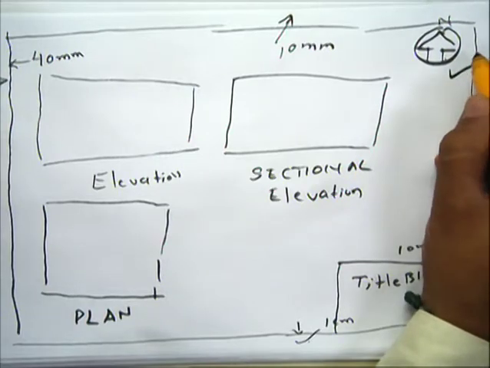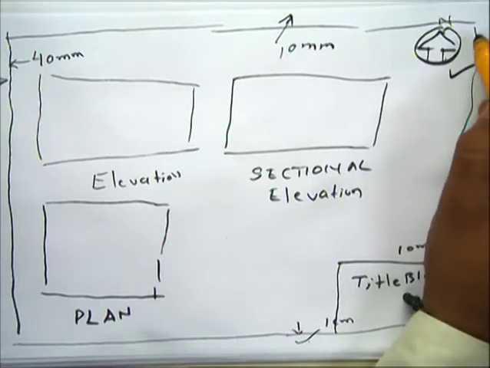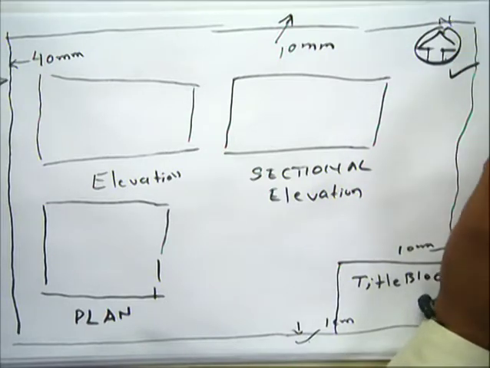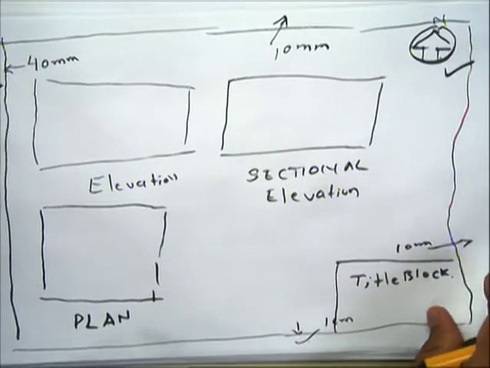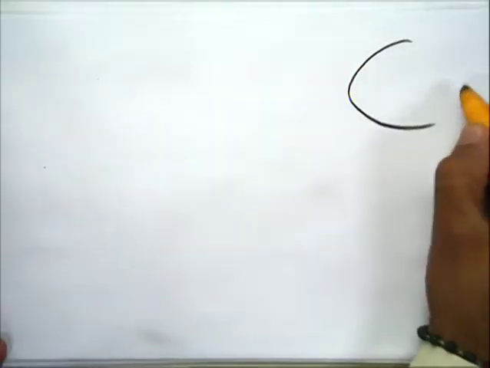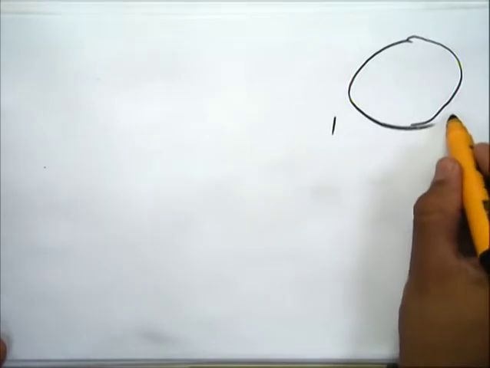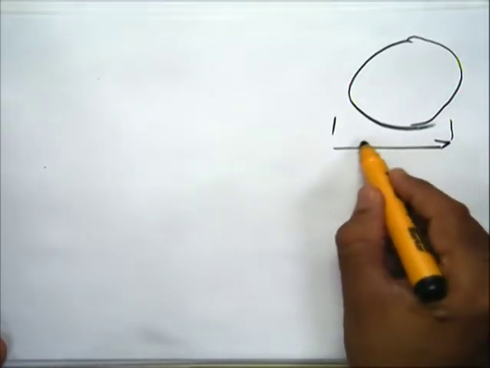The location of the north direction is always on the right hand top corner. So this is the location of the north direction, and there are various styles of drawing the north direction. The simplest of all: you draw a circle of 3 centimeter diameter. So this diameter is 3 centimeter.